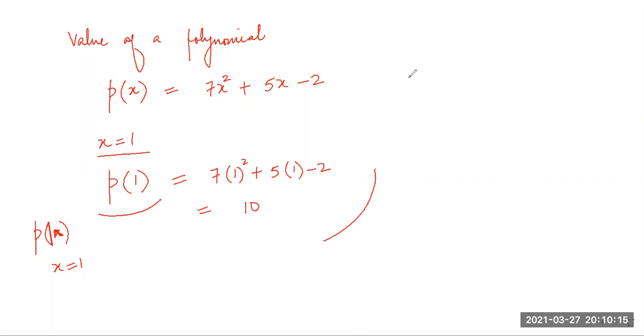So let's say we have a polynomial y plus 7, a simple polynomial. We can represent it like this: p of y is equal to y plus 7. We want to find out the value of the polynomial at y equal to minus 2. So we will write p of minus 2 would be equal to 7 minus 2, that is equal to 5.